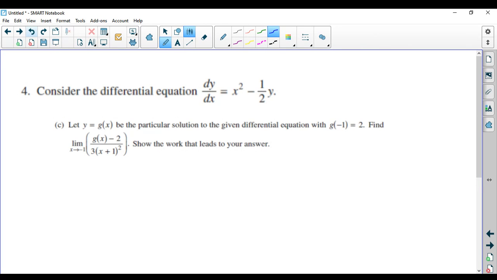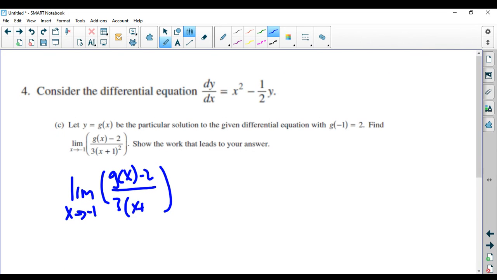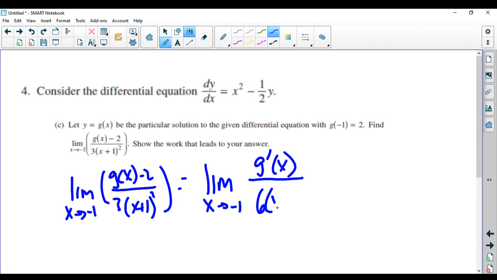But you can do this. This limit, and probably you should do this, because it's 0 over 0 and L'Hopital's rule applies, this limit equals this limit. If you take the derivative of the top and the bottom, that's what L'Hopital's rule says to do. G prime of x over, this is a chain rule, 6 times x plus 1.